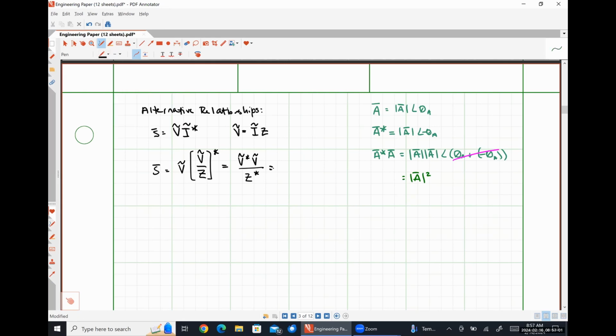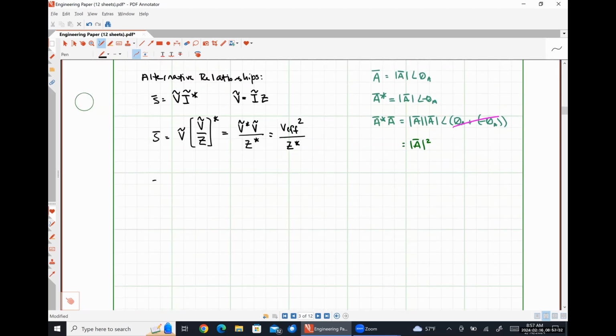So that means this is just going to be V effective squared divided by Z conjugate. Works for any type of impedance that I have. As long as I know what it is, all I need to know is the magnitude of the voltage drop across it, and I can calculate the complex power. Don't even need to know the phase angle at all.